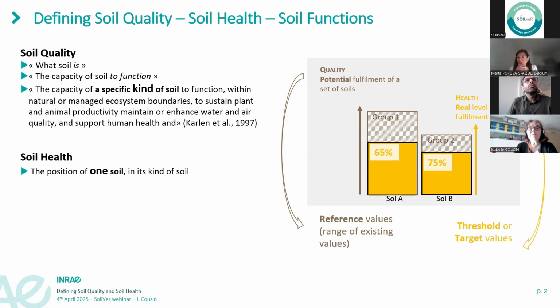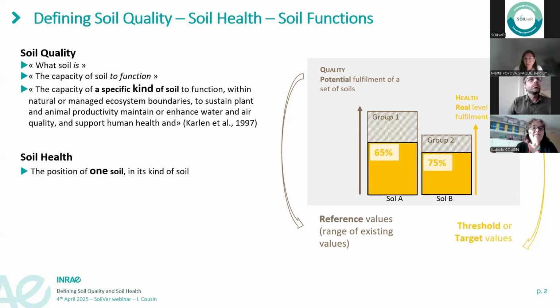And then it means that if we are interested in looking at the position of one soil in a group or a kind of soil, we will be interested at looking in threshold values. So is the soil higher level than a threshold which defines the healthy situation of the soil? Sometimes we also have some target values, which are the values that we are interested in reaching to be sure that the soil is healthy.